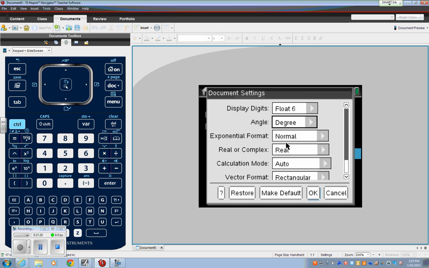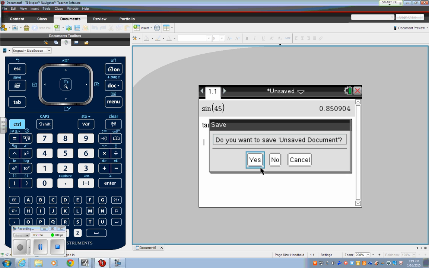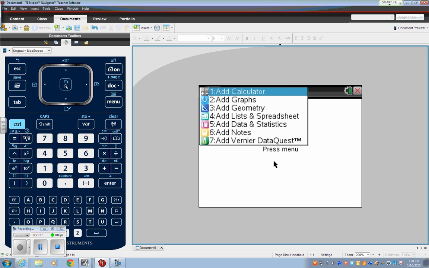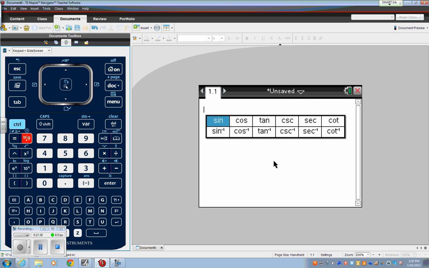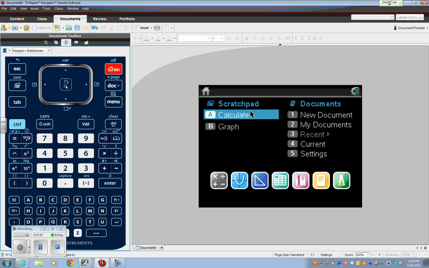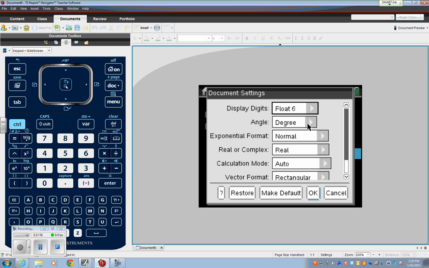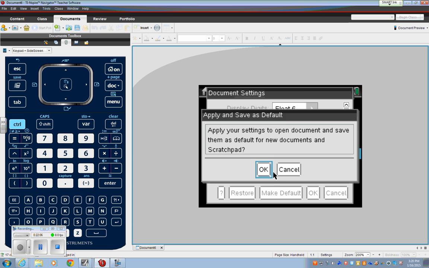And so I'm going to make that my default. When I go back to my document, I don't want to save that. The tangent of 45, I should get the same answer as you now. Go to settings, go to document settings, and it should say degrees where it says angle. Yeah, you should have got one. I had different because mine was radians. You're right.